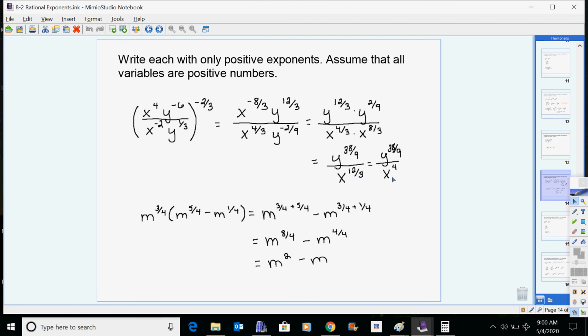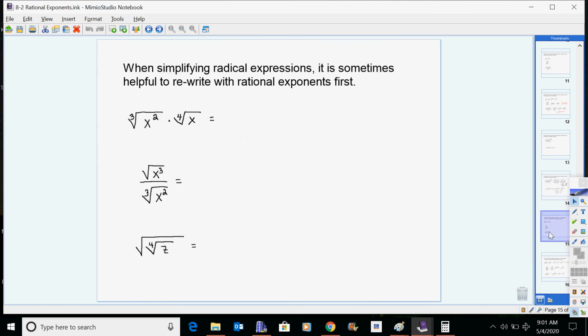That makes it easier. This one you've got to be careful with because it's not a power to a power. So when you distribute here, you are multiplying this times this, which means like bases add exponents. So you've just got to be careful with that.